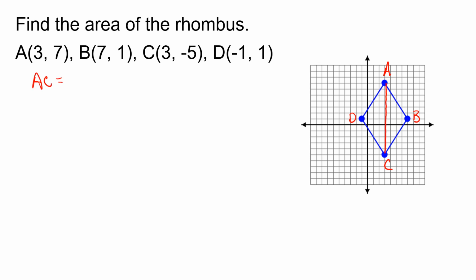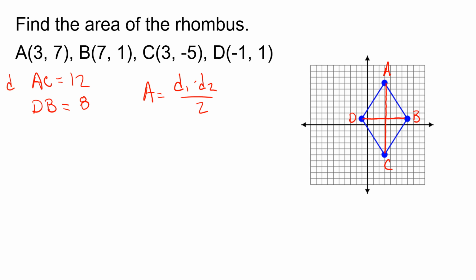And luckily that's a vertical line, so I can just count the squares. And that would be 12. And then I need to find the distance from D to B. D to B, that's the next diagonal, and that's 8. So the area formula is diagonal 1 times diagonal 2 divided by 2.